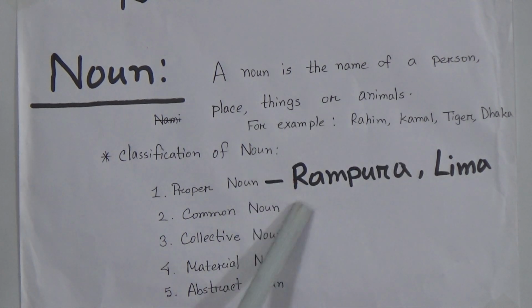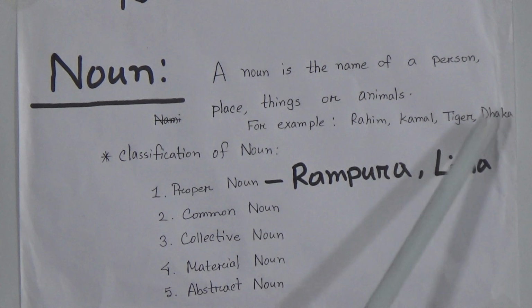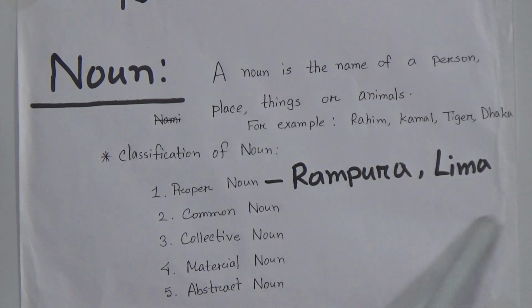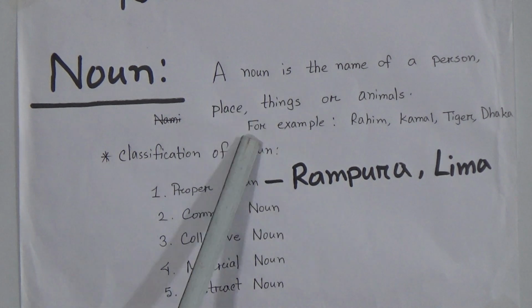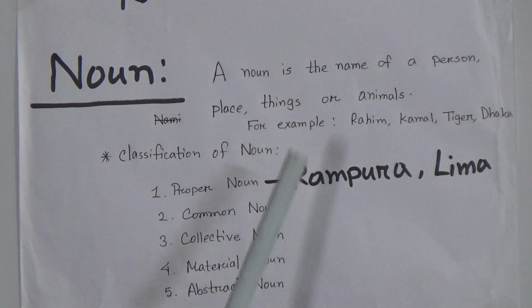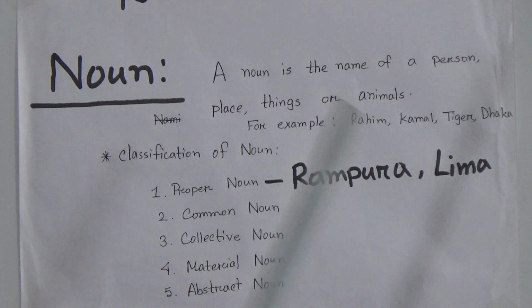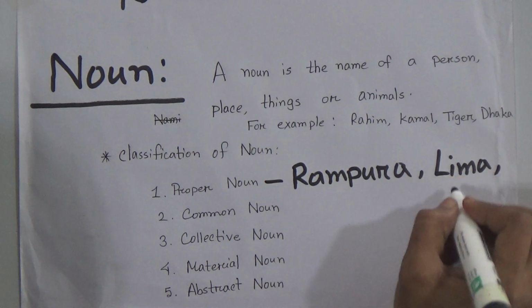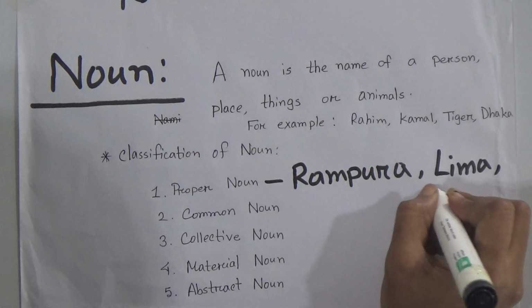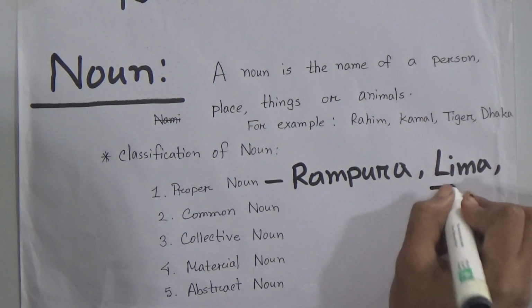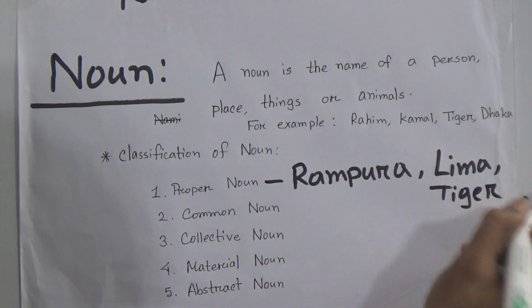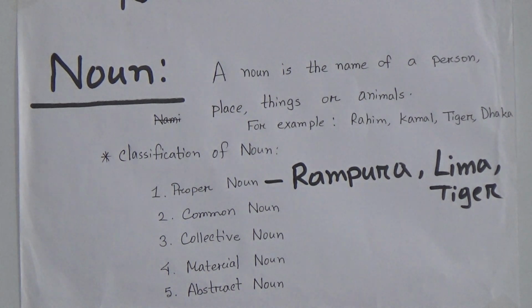Like here, Rampura, this R starts with a capital letter R, and in the naming word Lima, the word starts with a capital letter L. So in this way we can say that a proper noun is the name of a particular person, animal, place or thing. For an animal name, we can write, for example, tiger, T-I-G-E-R, tiger. If I write tiger, it is also an example of a proper noun.